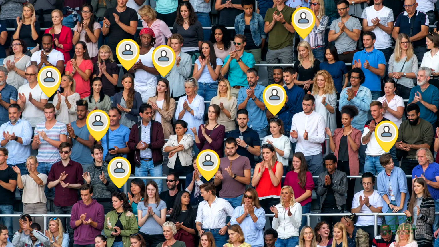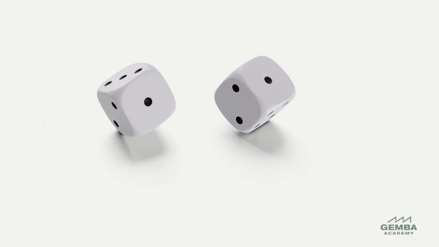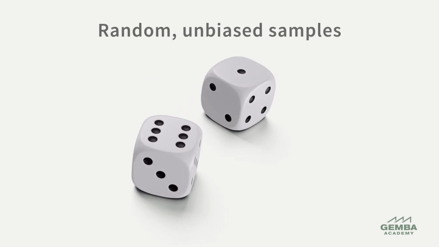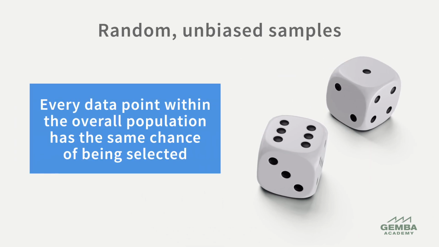One of the most important characteristics and prerequisites of inferential statistics is the importance of being able to draw random, unbiased samples from the population. This means that every data point within the overall population has the same chance of being selected. If we don't randomize, we may add bias to the study, skewing our results and limiting our ability to understand how the population behaves. Well, let's review some tips to help you succeed with the sampling process.